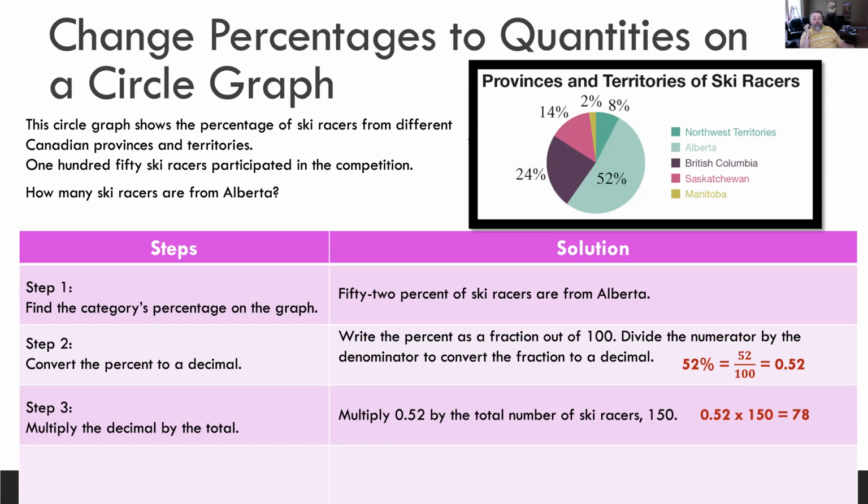Would it be important to make sure I round to the nearest whole number? I would probably say so, because if we had 77.6 racers from Alberta, I'm really worried about that 0.6 of a racer. And then it says, lastly, write it as a sentence. There are 78 racers from Alberta.